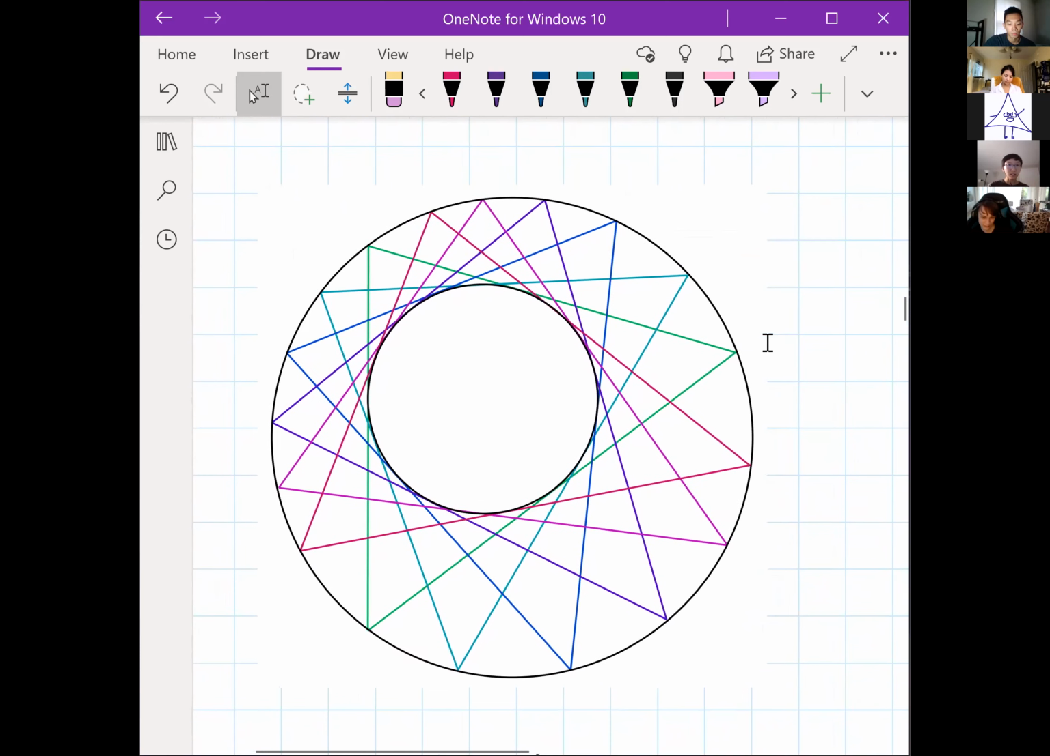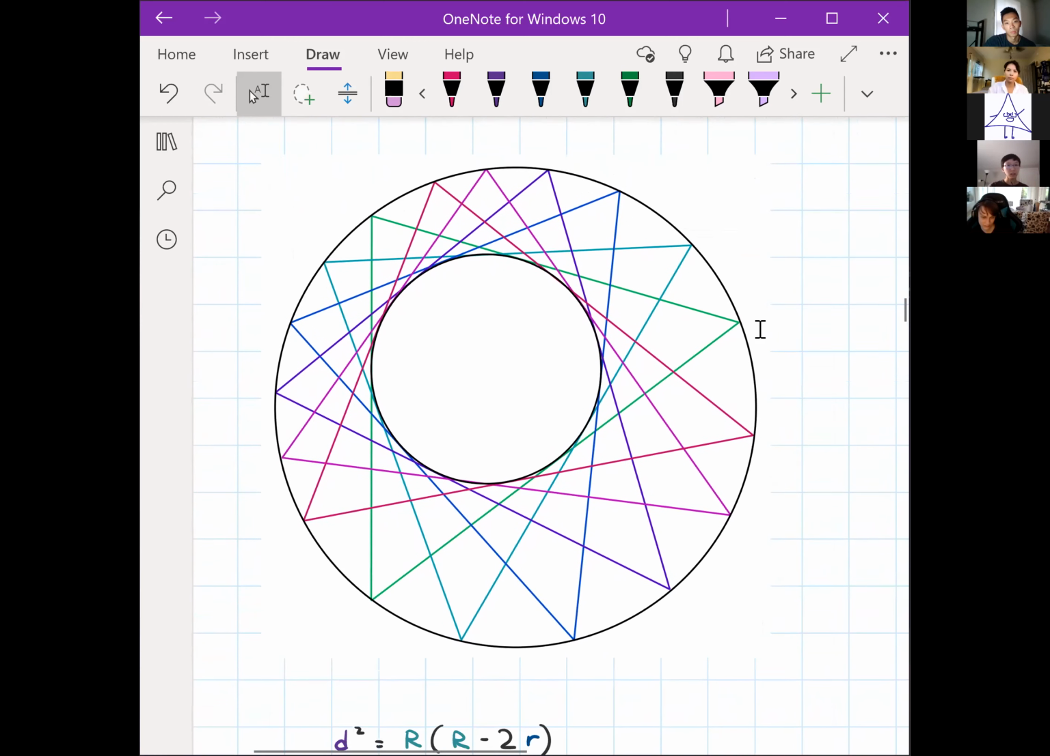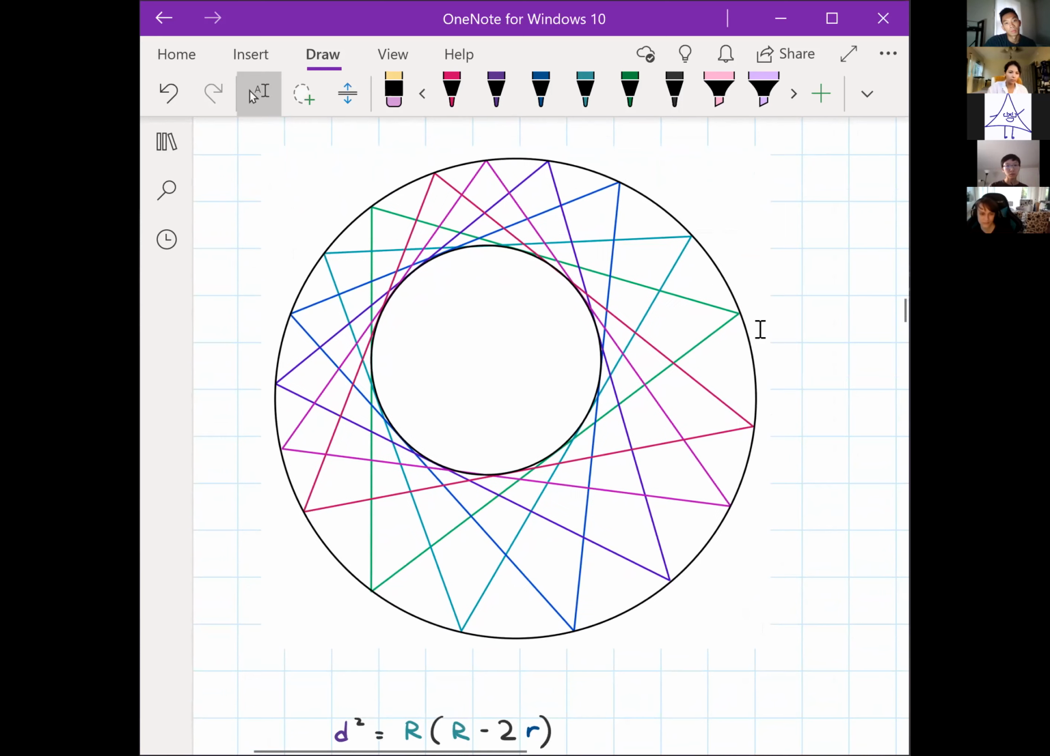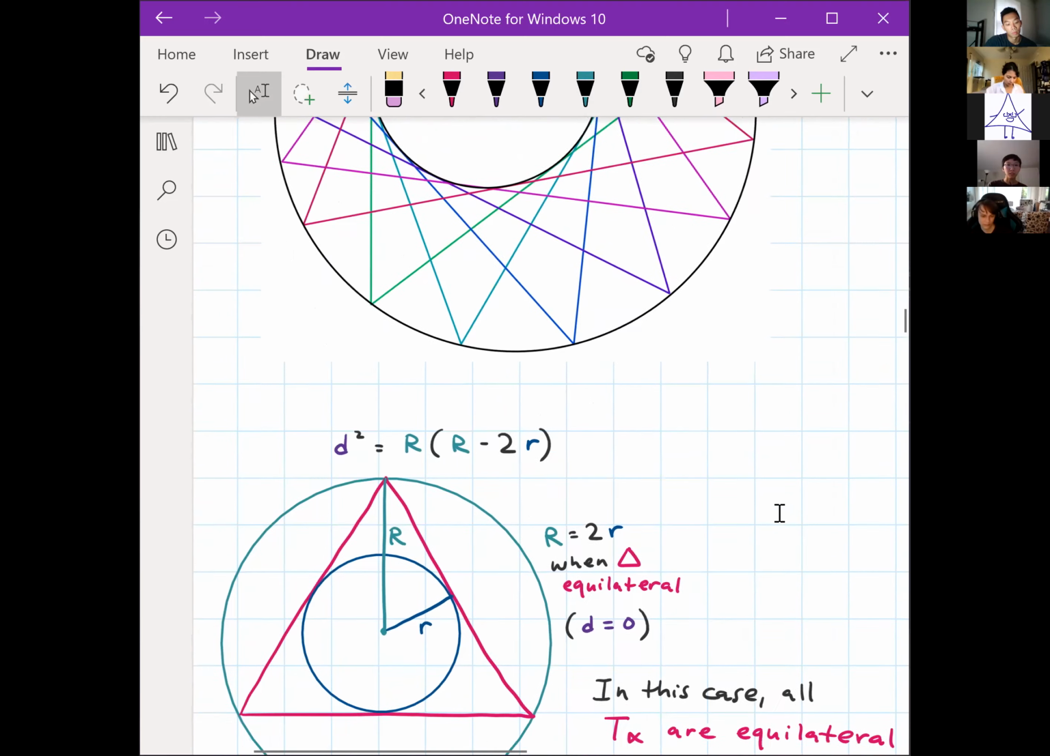So at least from this picture, it looks like all of the triangles look sort of similar. So maybe we could wonder, are there any other similarities between these triangles other than the fact that they share the same inscribing and circumscribing circles? So let's look at some examples.